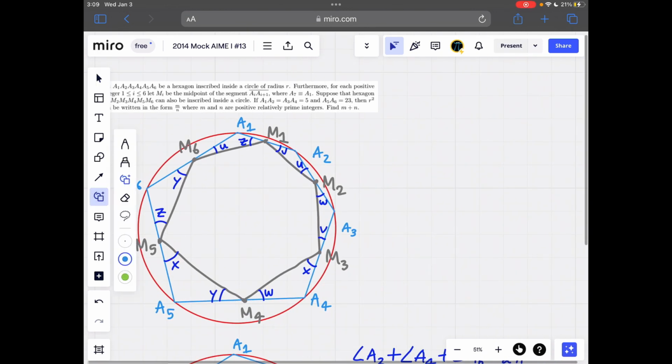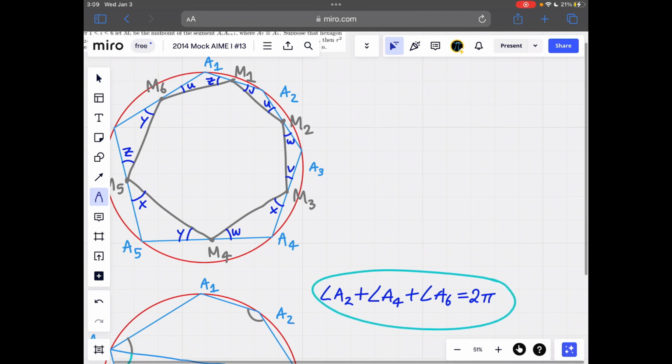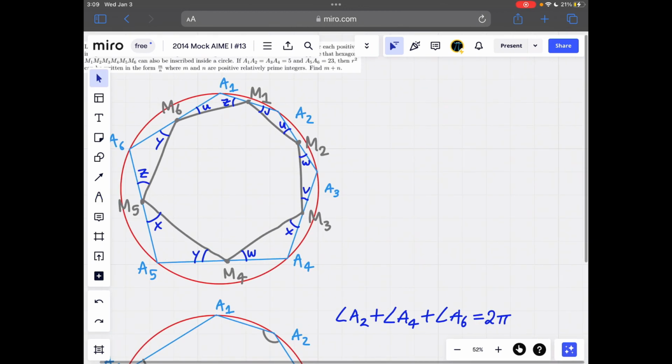So for the original hexagon, we see that angle A2 plus A4 plus A6 is equal to 2 pi. And angle A2 here is equal to pi minus u minus v, because it's the remaining angle in a triangle, 2 of whose angles are equal to u and v. This triangle here, A4, that's pi minus w minus x. And A6, that angle is going to equal pi minus y minus z.